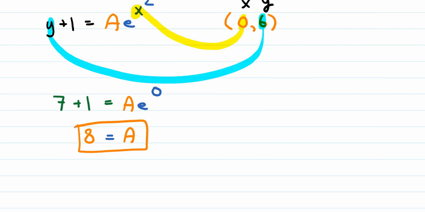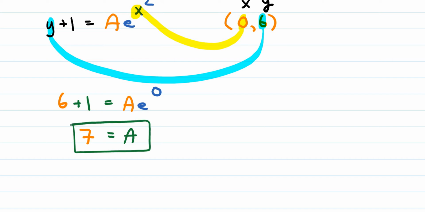Okay, so, oh, sorry, I made a mistake there. I think I was just jumping too fast here, so that's actually 6. So 6 plus 1 is going to be 7, and that's going to equal a. Okay, so a equals 7.